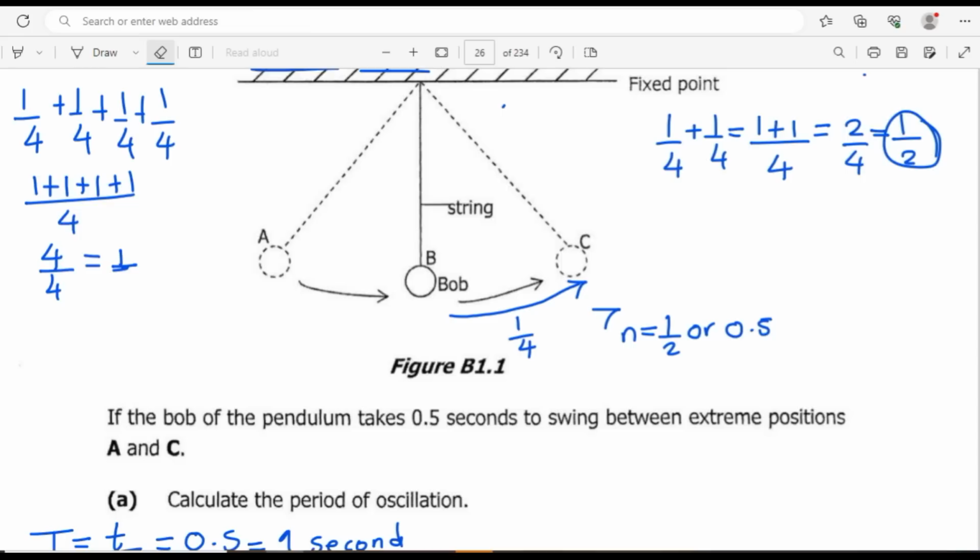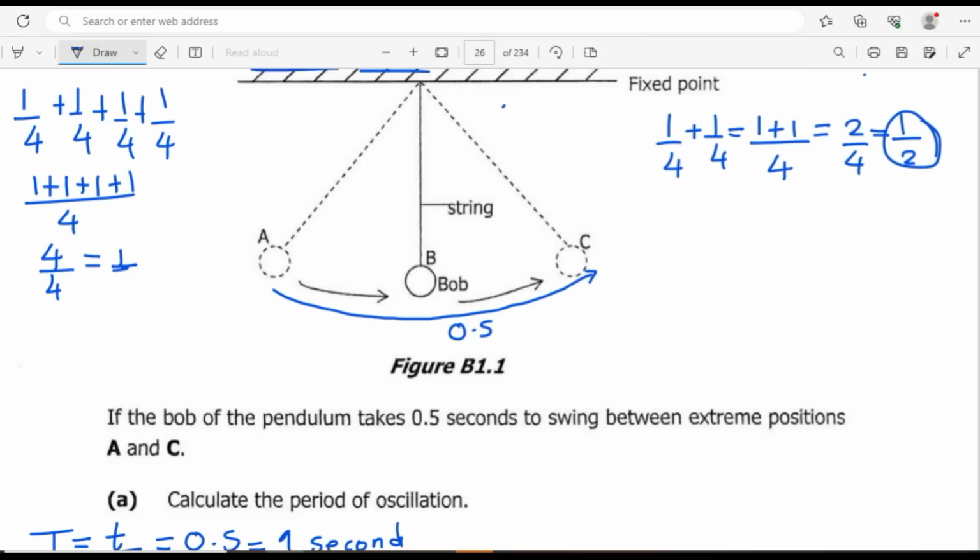Now let's see if this is making sense, because we define period as the time taken for one oscillation to be produced. Now remember, from A to C is 0.5 seconds. Then for us to have one oscillation, this bob must move from C back to A, which is another 0.5. So 0.5 plus 0.5 will give us 1. So that's why the period here will give us 1.